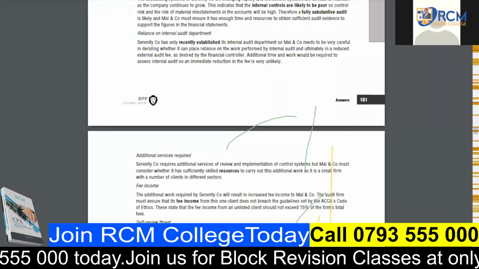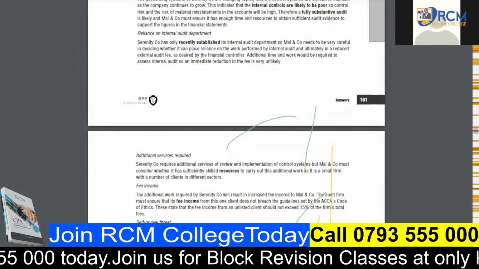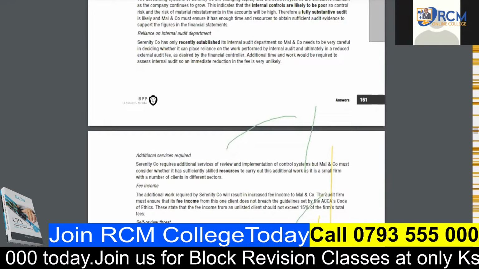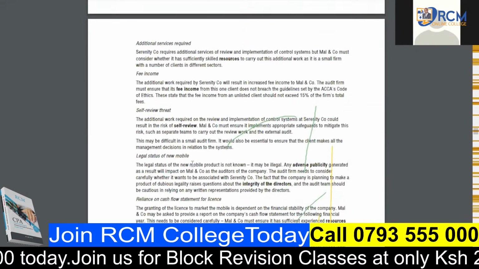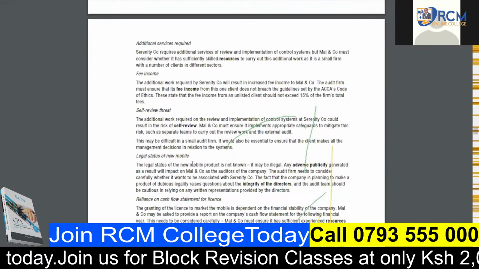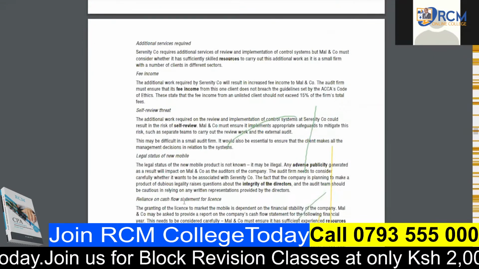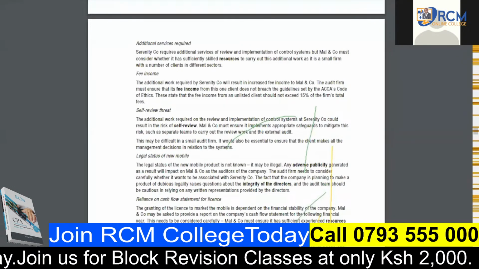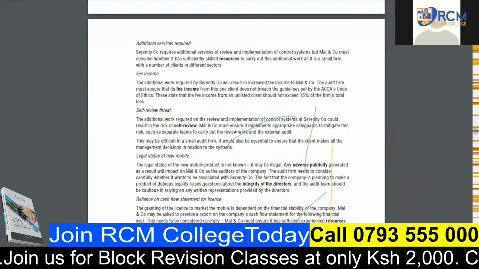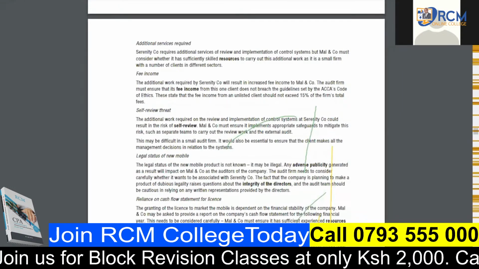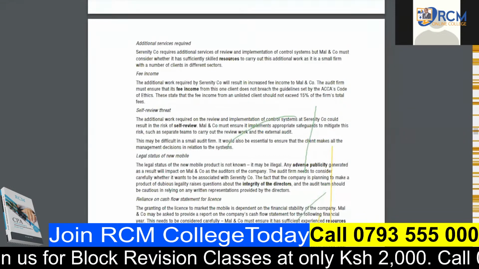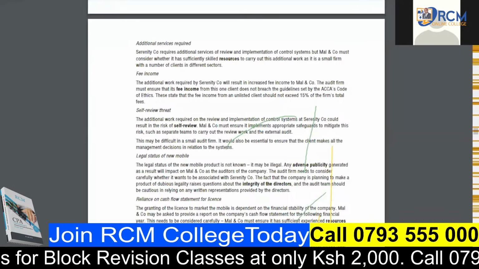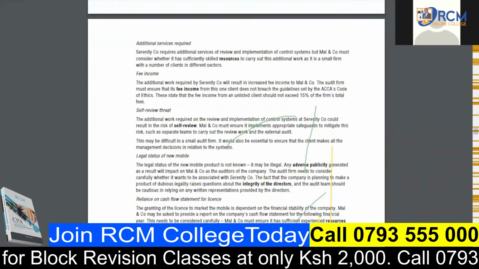Self-review threat: the additional work required on the review and implementation of control systems. Of course, you should understand there is a risk regarding the legal status of the new mobile business, it's quite a big risk, right? There is reliance on cash flow statements for the license, so there is a going concern risk, especially because of the uncertainties regarding the legality of what these guys are doing. So I believe you have been able to pick something, ladies and gentlemen, which you can use at least to mention something in your exam. So is that okay?